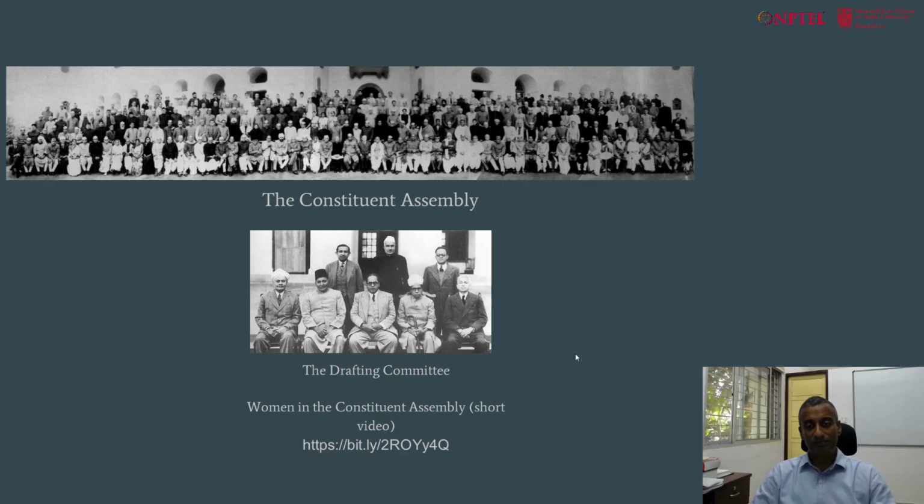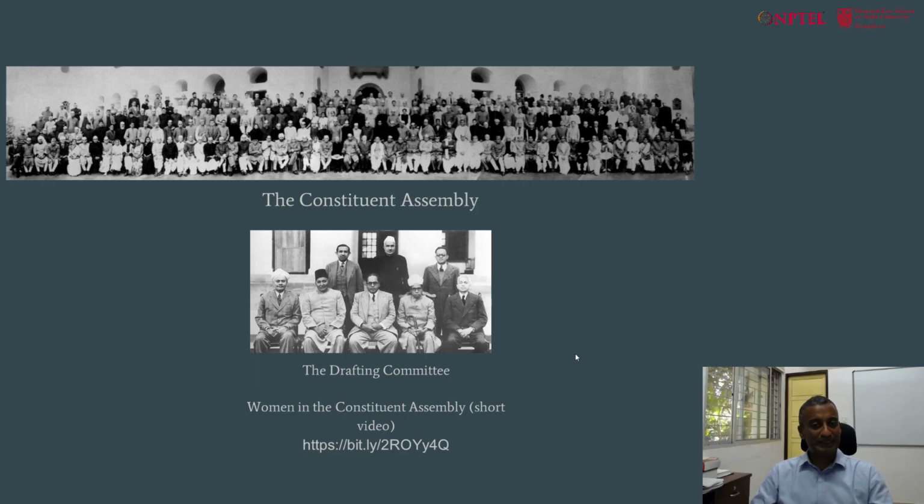Whatever else we might think, we can be reasonably certain that the constitution that we arrived at in 1950 was the result of concerted effort of nearly a century between Indians and occasionally some British actors.